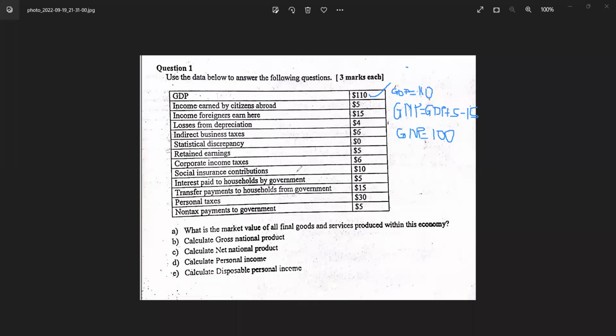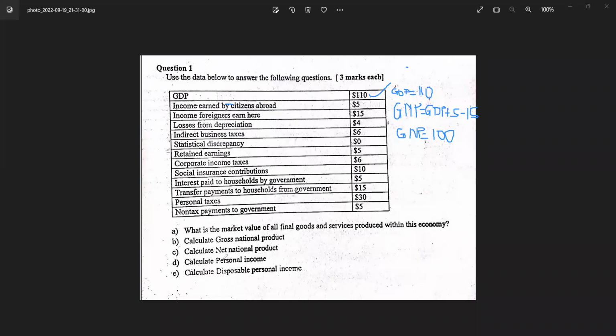So what they gave you in the question, you then use. What does this 5 represent? This 5 represents income earned by citizens abroad, so I have to write it here. Plus this. Minus the 15, which is what? Income foreigners earned here. Use what they gave you in the question to do it, unless they didn't state.